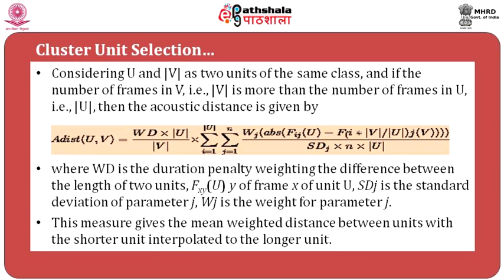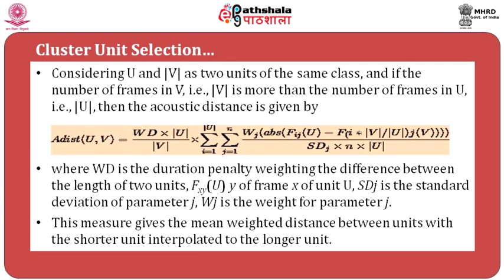Here, WD is the duration penalty weighting the difference between the length of two units. F_xy of U, or of frame X of unit U, Stj is the standard deviation of parameter J, Wj is the weight of the parameter J. This measure gives the mean weighted distance between units, with the shorter unit interpolated to the longer unit.